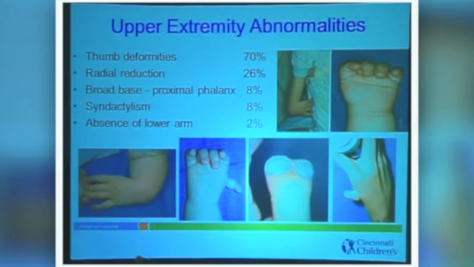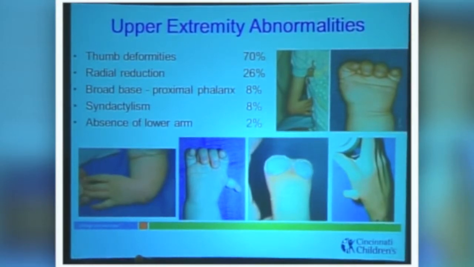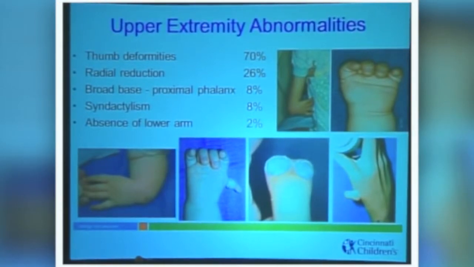Upper extremity abnormalities are very common in patients with Fanconi anemia. As shown here, they can vary from no abnormality to all of these varieties. Thumb abnormalities, radial reduction, broad base, proximal phalanx, syndactyly, absence of lower arm.